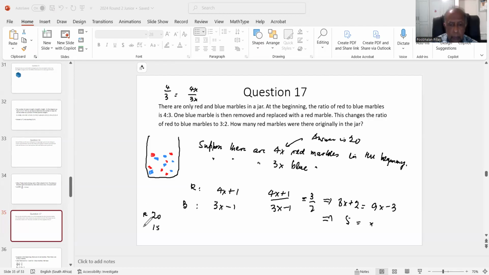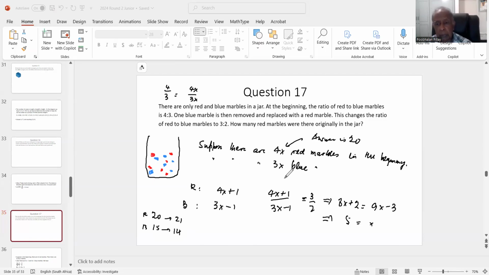Then the one blue marble was removed. So 15 became 14, you see. And this was increased by 1. So now you get 21 over 14. And you can see 7 goes into both of them, and you get 3/2. Right. So it's so nice.